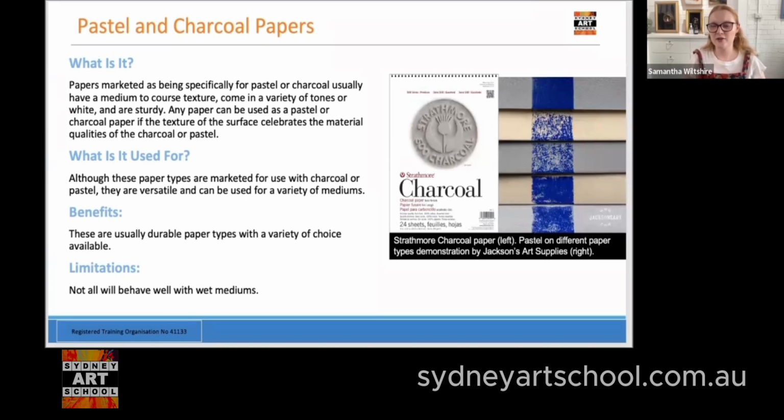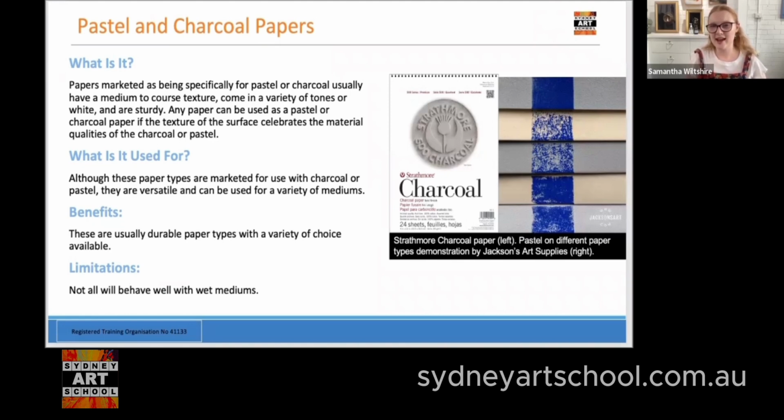So if I have an oil pastel, I want to think about what texture of paper would best celebrate the quality of that material. If I had a chalk pastel or a Conti stick instead, that's going to be far more powdery, and that might suit a different sort of surface. And so this paper is usually used for art making purely.